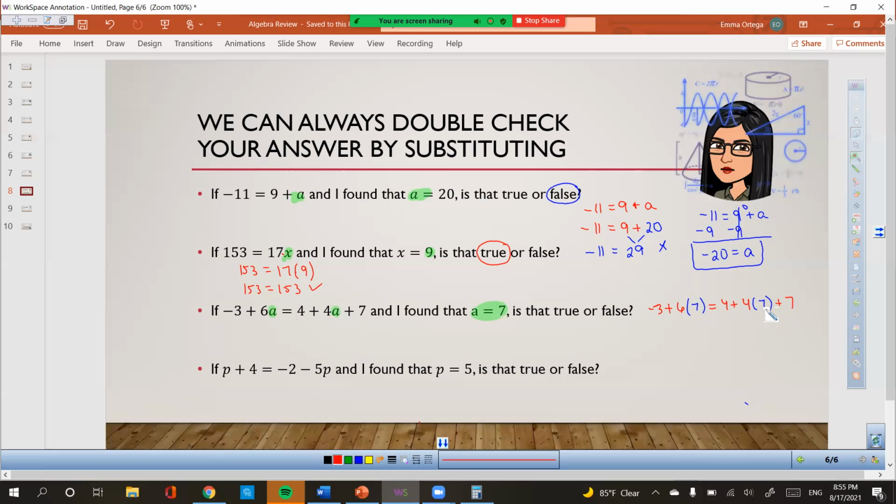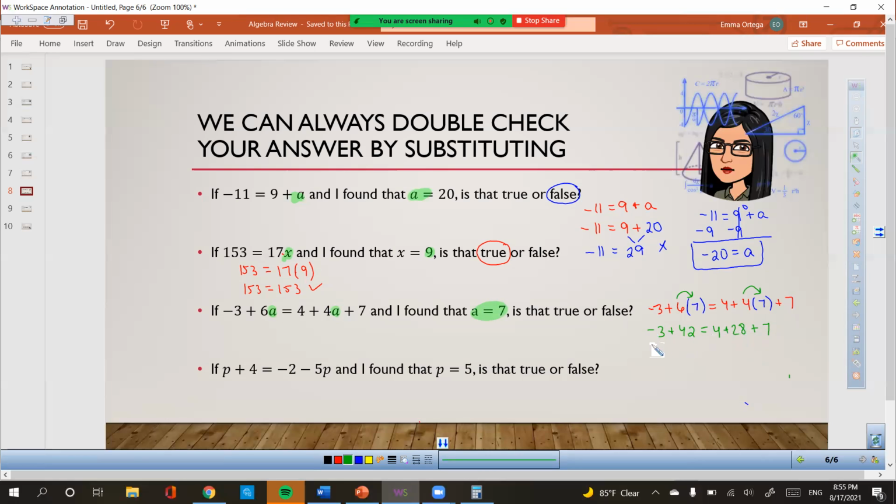So remember, you always remember your GEMDAS, you multiply first. So in this case, I have to multiply the positive 6 times the 7 and the positive 4 times the 7. So let's bring everything else down. Negative 3 and positive 6 times positive 7 gives me a positive 42, equals 4, and then plus a positive 4 times 7, that gives me a positive 28, plus 7. All right, so this is what we have so far.